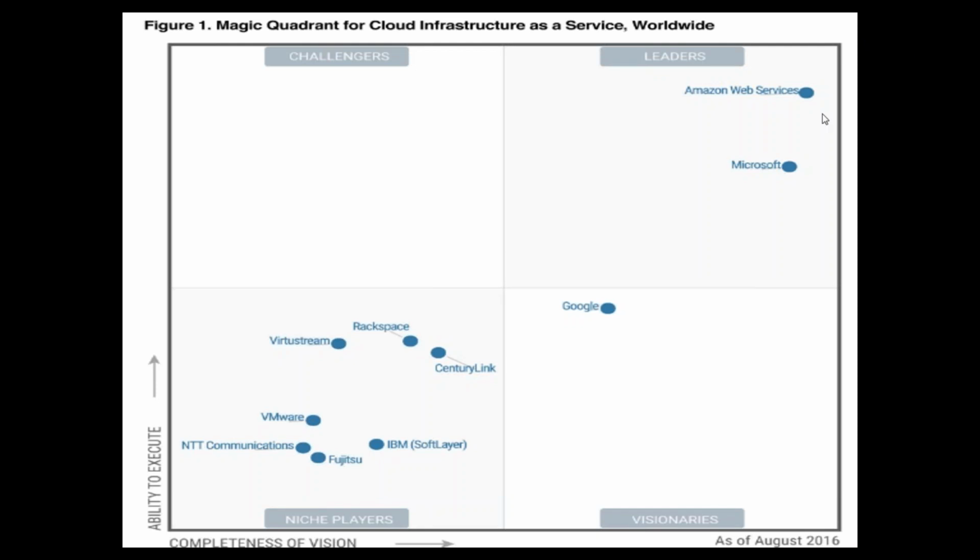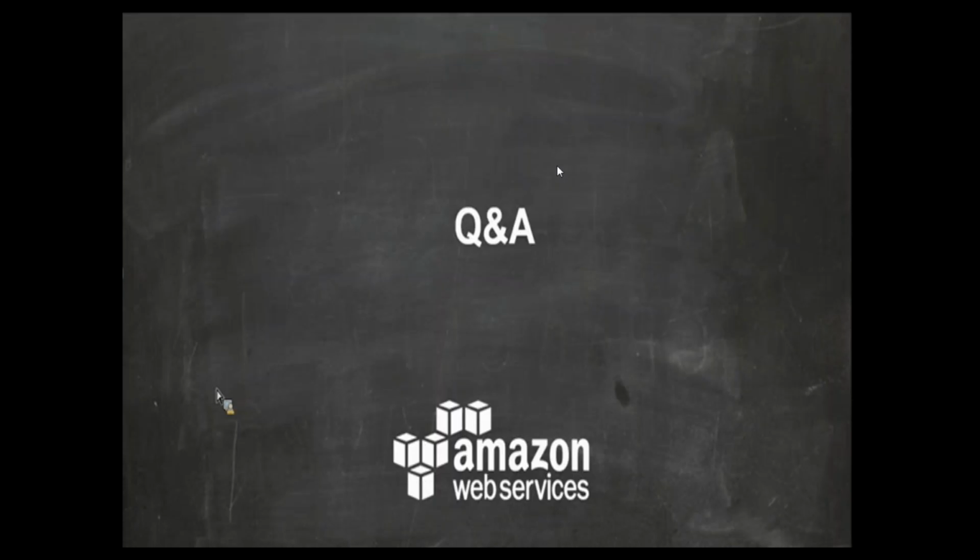Amazon Web Services is still on the top. Microsoft is following it. As you see, the distance between Microsoft and AWS has come down a little bit. Google is there in the visionaries. There are still niche players on the bottom left-hand side. VMware, IBM, Rackspace, and so many others. Any questions? Q&A.